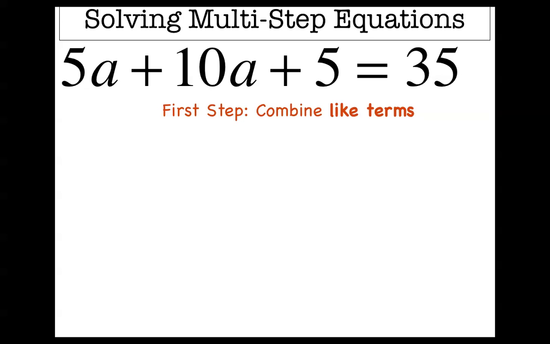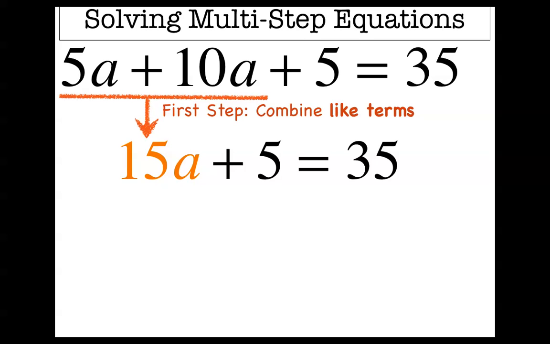Your first step in an equation like this is look for like terms. What's like terms? Well, look at the 5a and the 10a. Those are like terms because they both have an a. So this would be like 5 apples plus 10 apples makes 15 apples. So you smush the 5a and the 10a together and you get 15a. And now instead of 5a plus 10a plus 5 equals 35, you have just 15a plus 5 equals 35.